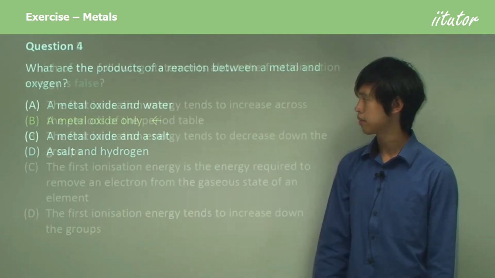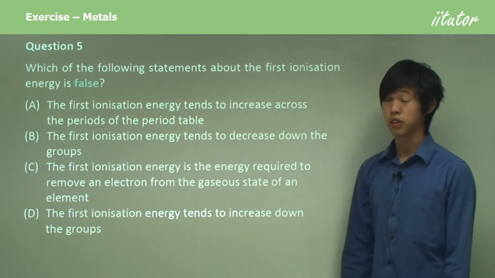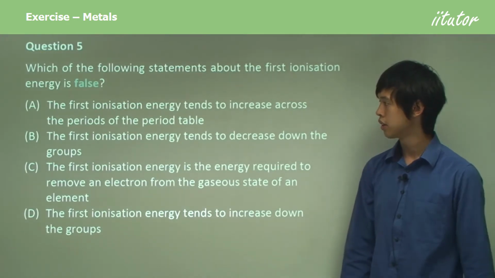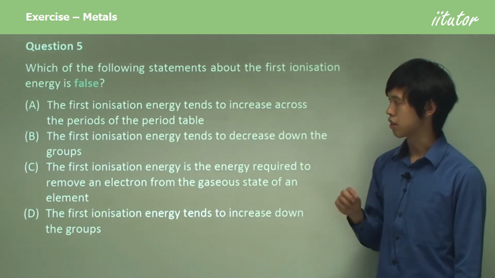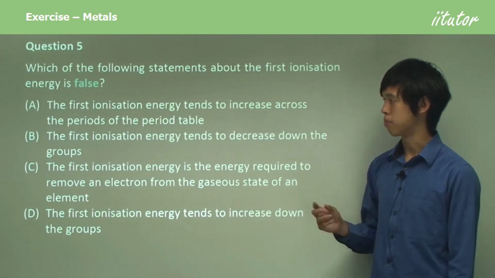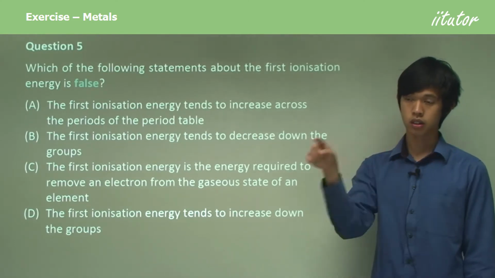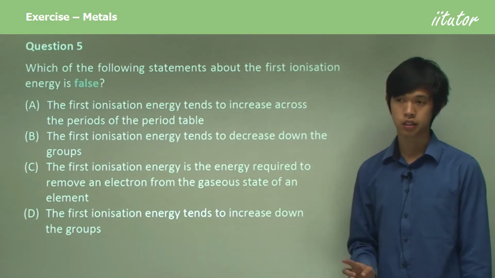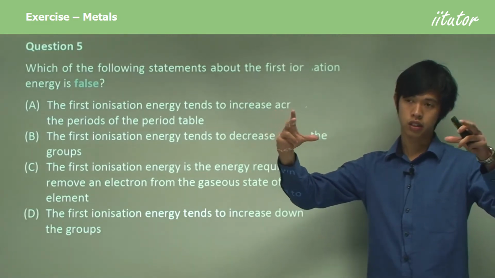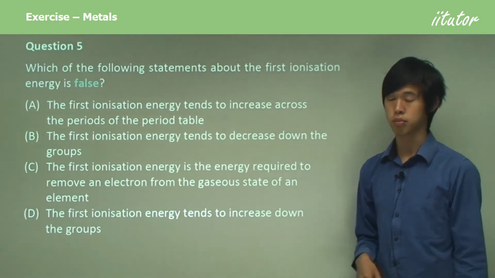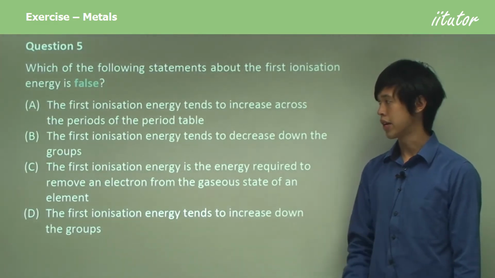Okay. So which of the following statements about the first ionization energy is false? Okay, so which one's not true? The first ionization energy tends to increase across the periods of the periodic table. That's true. As you go across, the first ionization energy goes up because the shell tends to shrink, so the distance becomes smaller. So it becomes harder to pull the electron away.